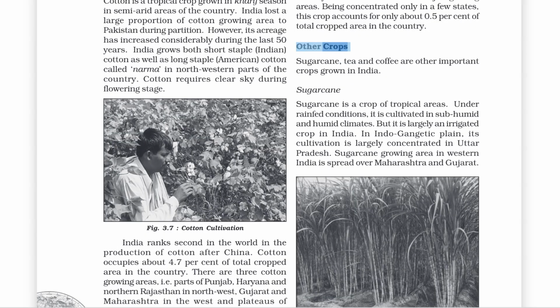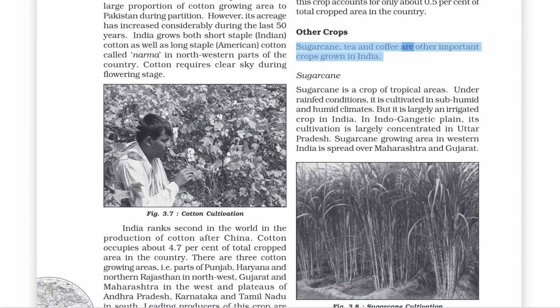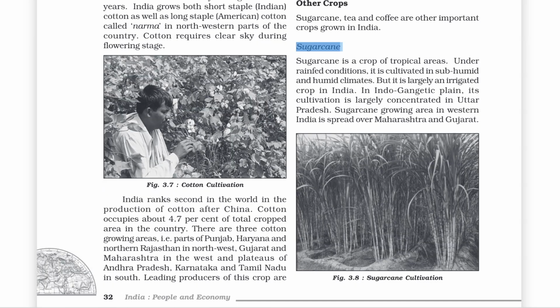Other crops. Sugarcane, tea and coffee are other important crops grown in India. Sugarcane.